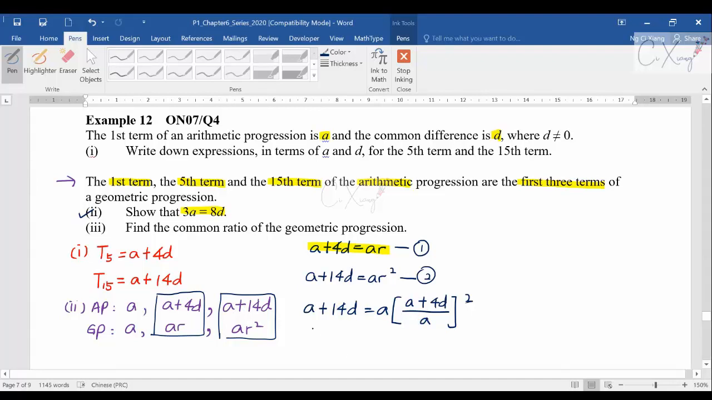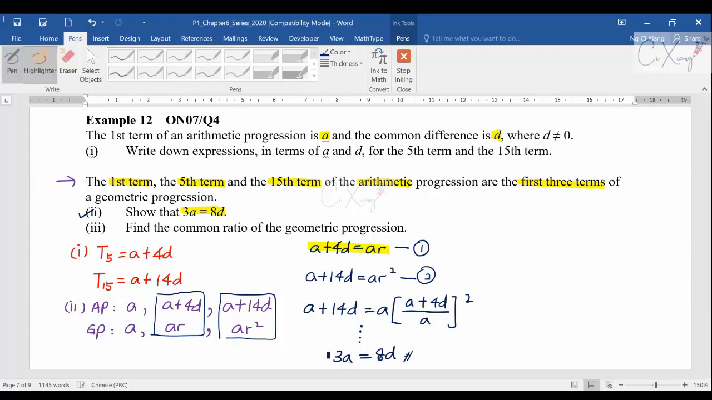So what you need to do is just try to simplify it. From here, expand the square and so on. Then eventually you will get 3A equal to 8D easily. So maybe for now you can pause this video for a while and try to complete the steps that I skip here. Expand this square, try to simplify everything and see whether you can get 3A equals to 8D or not.